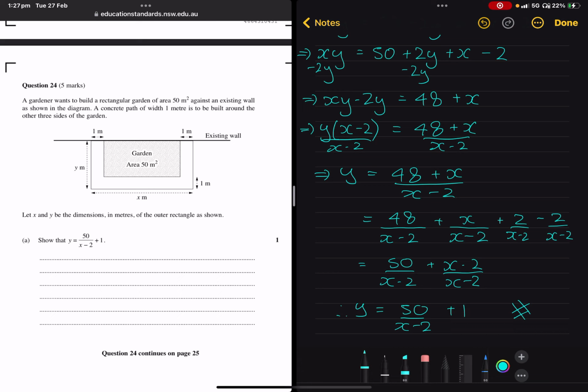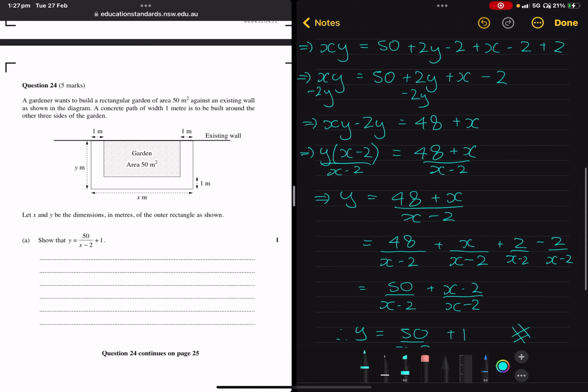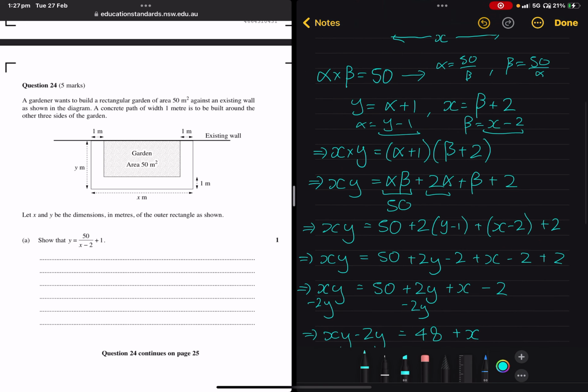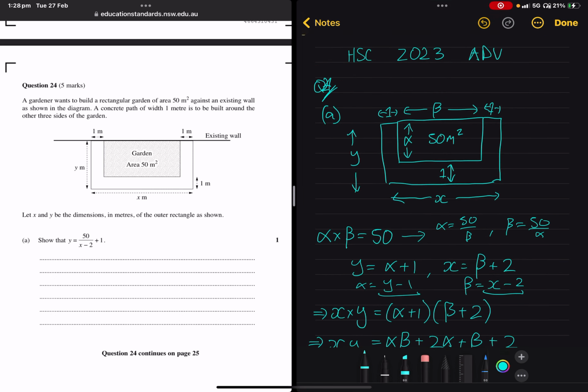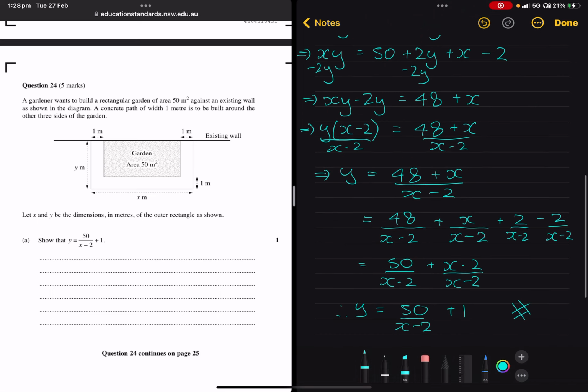Now this is a reasonably long way of going about this particular question. You could have done it much faster, right? By saying that if x and y are the greater dimensions, 50 is equal to x minus 2 times y minus 1, and you wouldn't have needed to do the alpha and beta. You could have done that very quickly and it would have much less algebra, but this method also works, right?